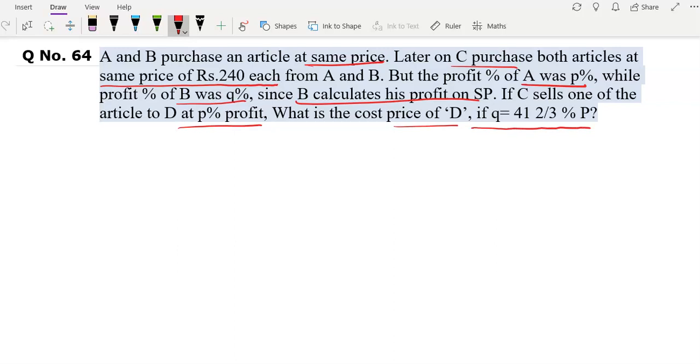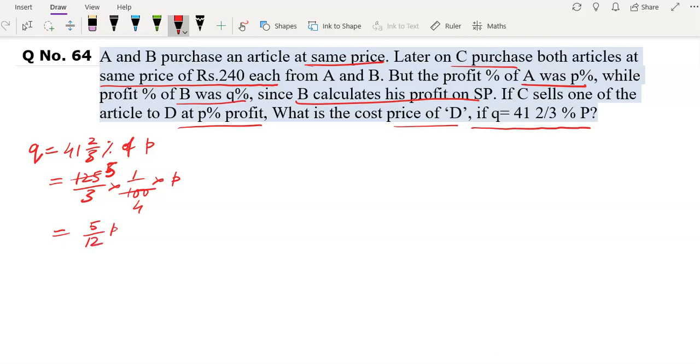So in this question we have Q is equal to 41.2 by 3% of P. So if we solve this, we will get 125 by 3 into 1 by 100 into P. Twenty-five 5s are 125, 25 4s are 100. So we have 5 by 12 P. So the value of Q is 5 by 12 P.